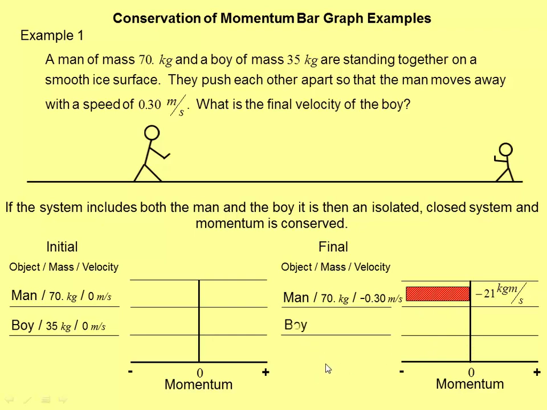Now, on the other hand, the boy, who still has a mass of 35 kilograms, has an unknown velocity. In fact, that's what we want to figure out here, the final velocity of the boy. However, hopefully you've noticed that if momentum is conserved, and if there was 0 momentum initially, there must be 0 momentum finally. And if the man has negative 21 kilogram meters per second of momentum, then to make this a 0 momentum, the boy must have a positive 21 kilogram meters per second of momentum. And therefore the total momentum here is 0, just like here. So conservation of momentum in a very graphic way here.